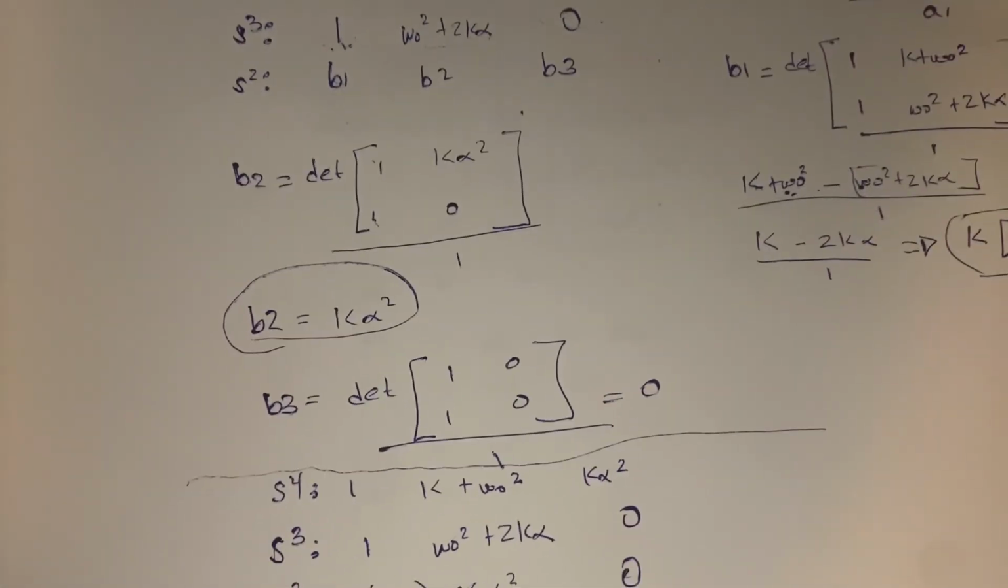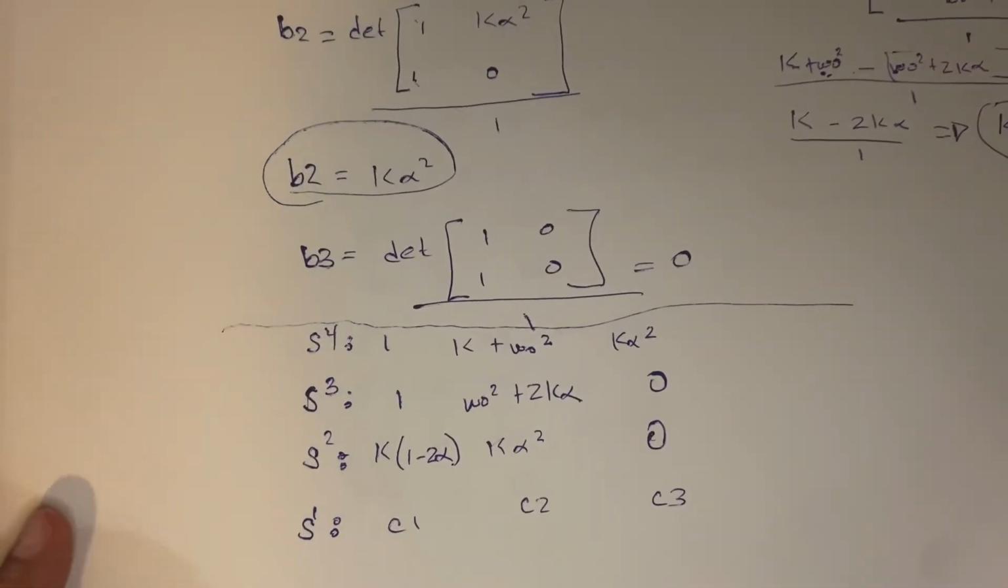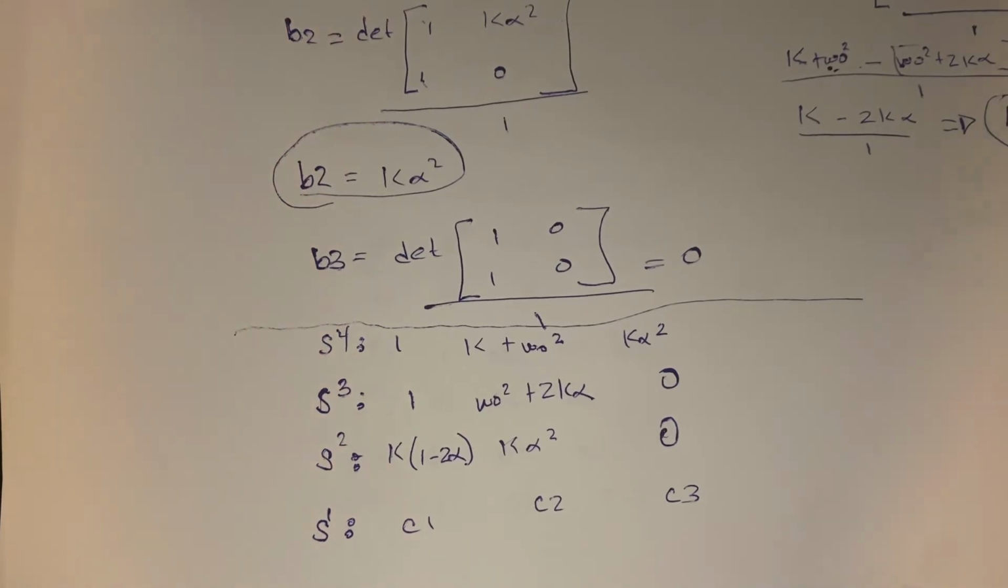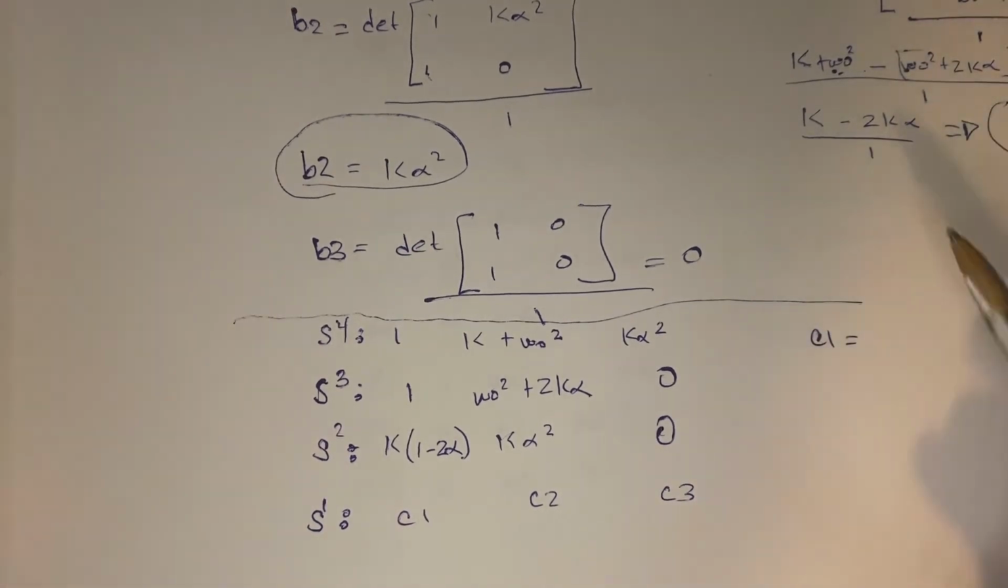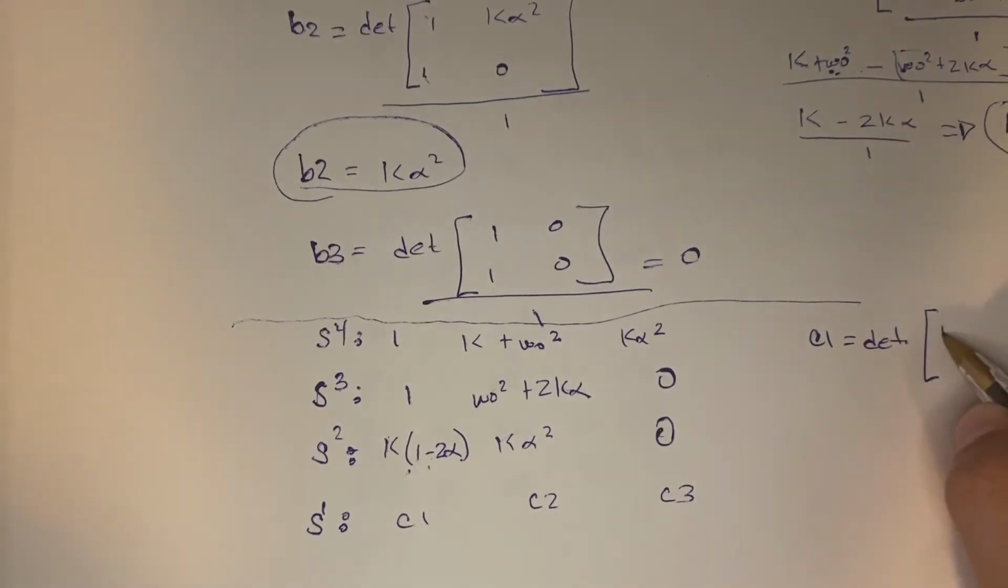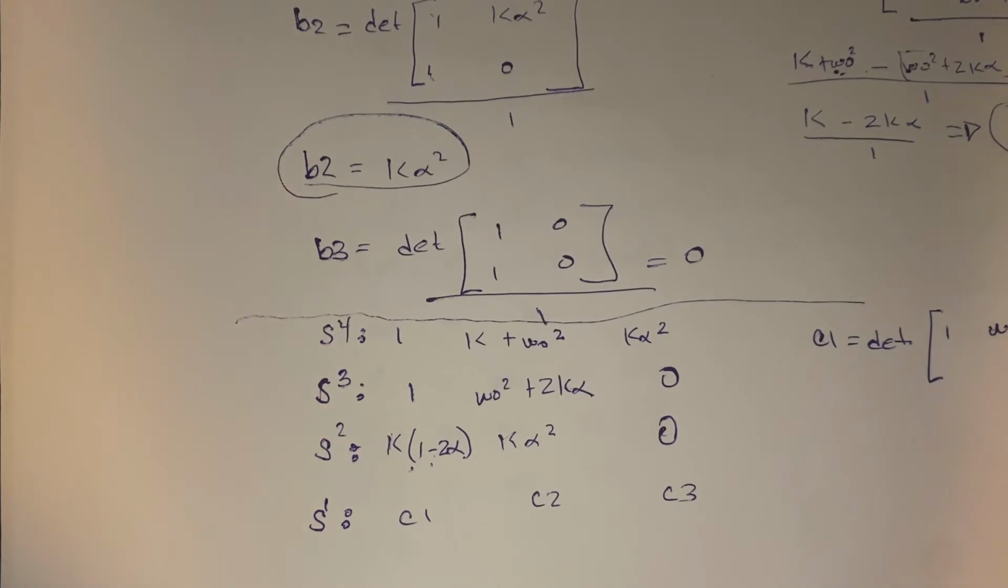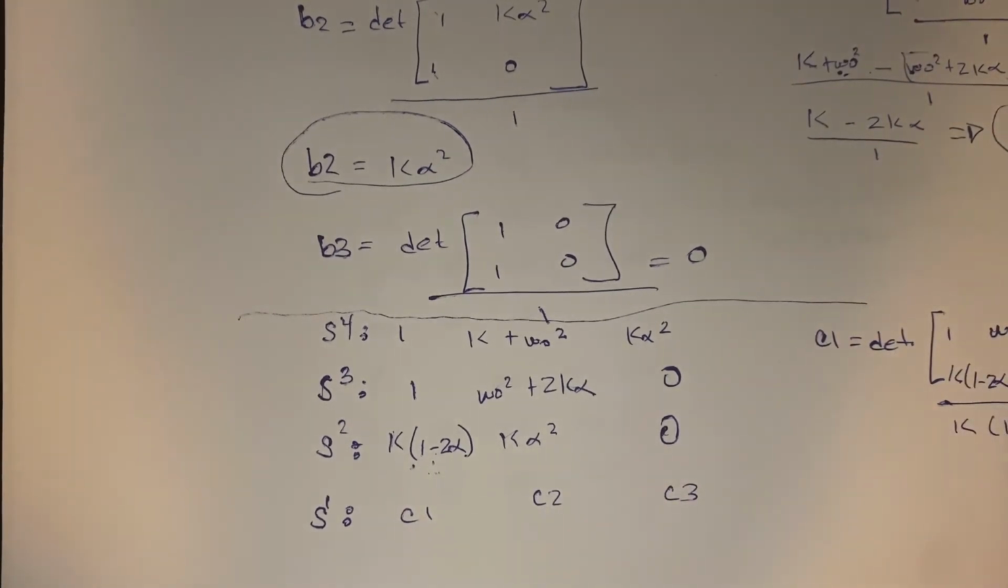Similarly, we can find C1, C2, and C3 by using the same determinants, but now we're going to go one row down. So let's do C1. C1 equals the determinant of these over this value. So now we're working with this over this value. So C1 is the determinant of 1, w0 squared plus 2K alpha, and then we're going to have this value, which is K1 minus 2 alpha and K alpha squared, over this value, which is K1 minus 2 alpha.